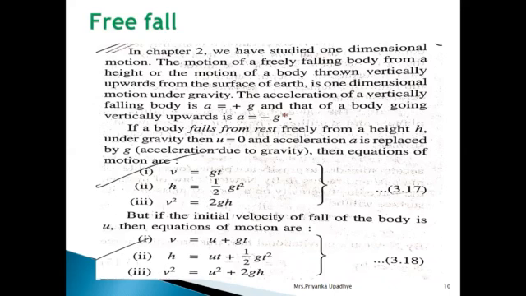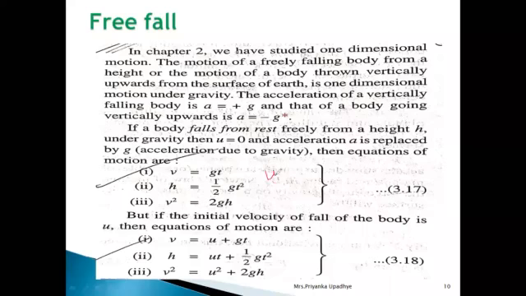So we know what the equations of motion are. V is equal to u plus at. In this case, the initial velocity will become 0 and the acceleration will become acceleration due to gravity. Therefore, it takes the form v is equal to gt.